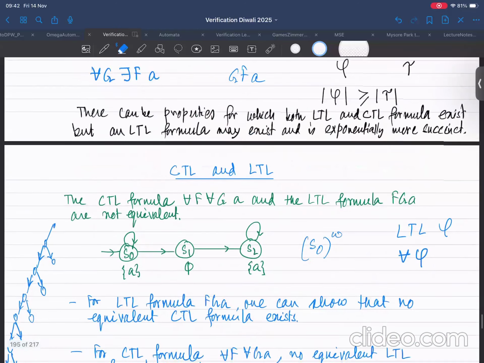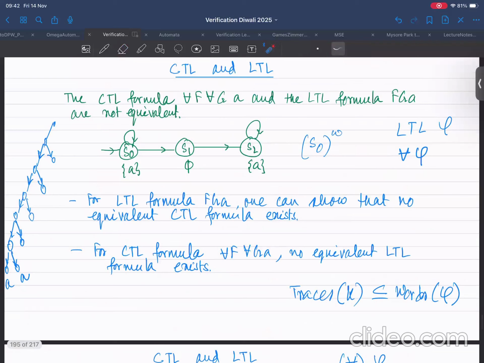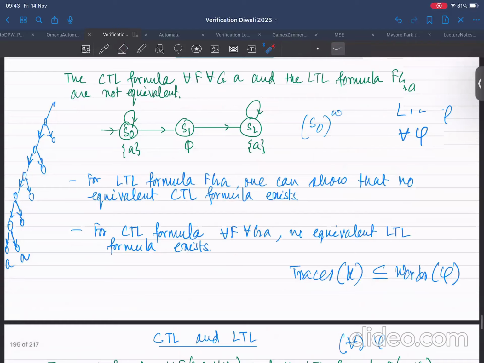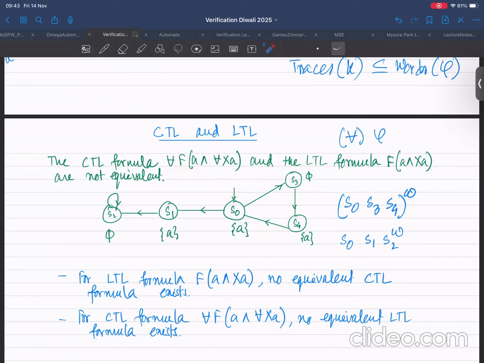Okay, good. Last time we saw such examples: the formula "for all paths, eventually, for all paths globally A" and the LTL formula which you obtain by removing the path quantifiers are not equivalent. Similarly, for such a CTL formula, if you remove the path quantifier, the resultant LTL formula is not quite equivalent.